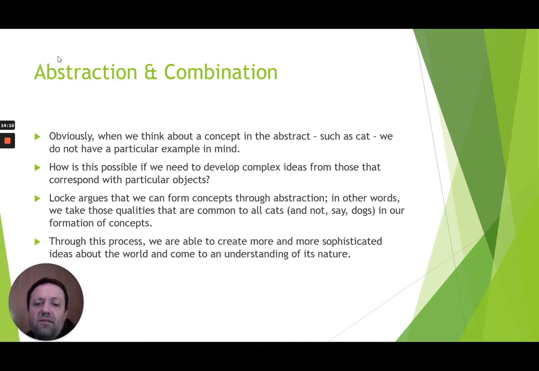And so through this process, we're able to create more and more sophisticated ideas about the world and come to an understanding of its nature. And of course, we're also able to develop fictitious ideas, such as hippogriffs, which is a kind of bird horse, right? Or unicorns and things like that. We've got ideas already. We're able to manipulate them into fictitious complex ideas. Right? Such is the complexity of the human mind.